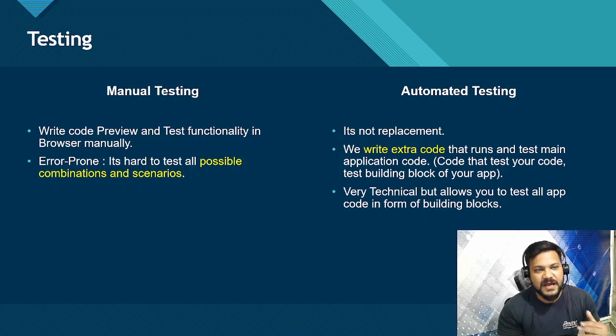But on the other hand, we have automated testing. It is not a replacement for manual testing. We still do manual testing. A lot of QAs do manual testing because there are some cases where they need to. But we write extra code that runs and tests the main application code.